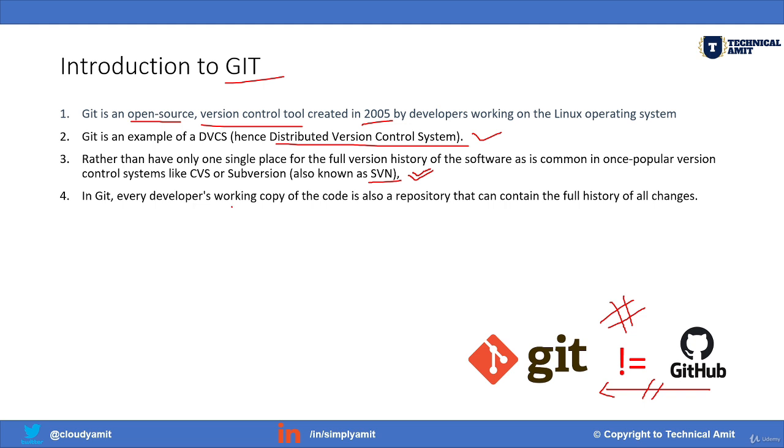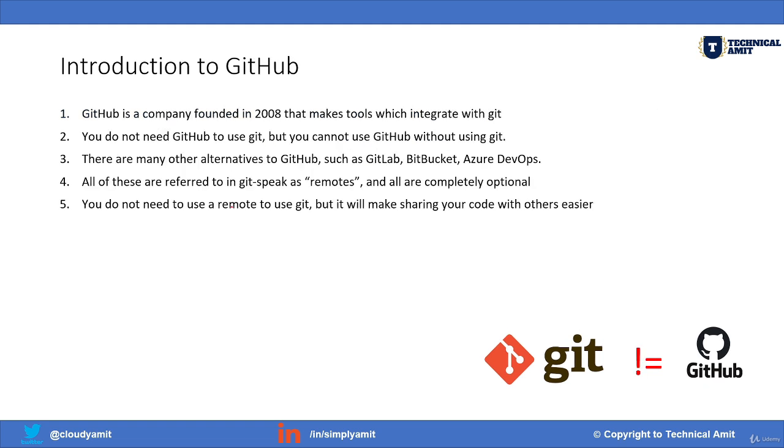So again, to wrap up, Git is an open source version control software, and this is used for version control. This is not GitHub. Now let's talk about GitHub. What is GitHub? GitHub is a software which supports a version control system. You can take help of GitHub to implement a version control system.